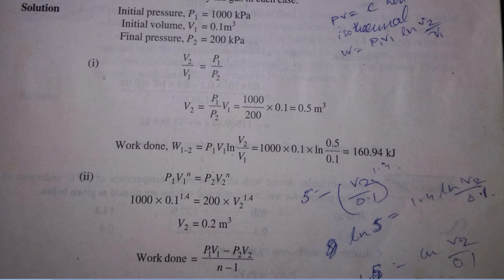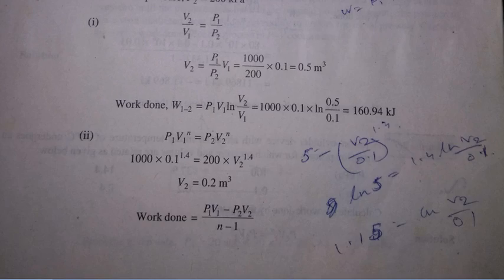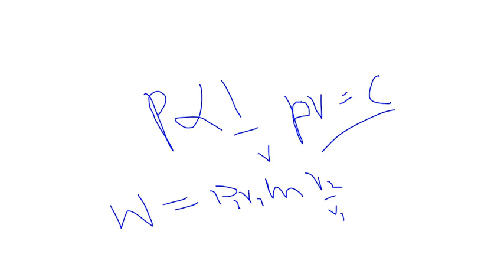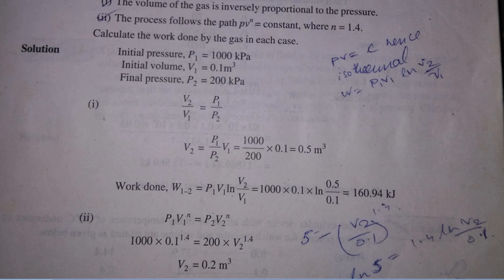And for the first case it is 160.94 kilojoule. Now we can conclude with the help of these two processes. For the isothermal process, the work done that we are getting is greater than for the polytropic process, whatever the adiabatic index. So we can say that the work done at constant temperature is greater than the work done for the polytropic process. We can get this from the values.